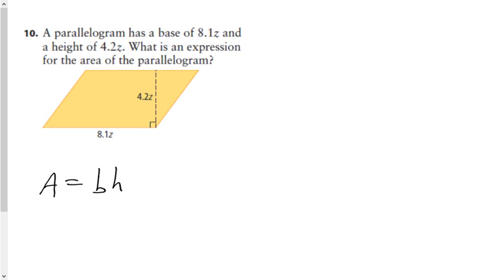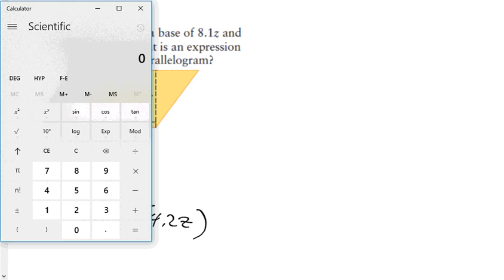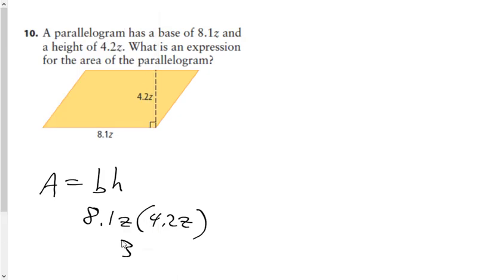But area of a parallelogram is simply base times height, or in this case, the base is 8.1z multiplied by 4.2z. Multiply your coefficients. Now this time I can't do it in my head. 8.1 multiplied by the other coefficient gives us a refined coefficient of 34.02. Is that right? And then z times z will be z squared.